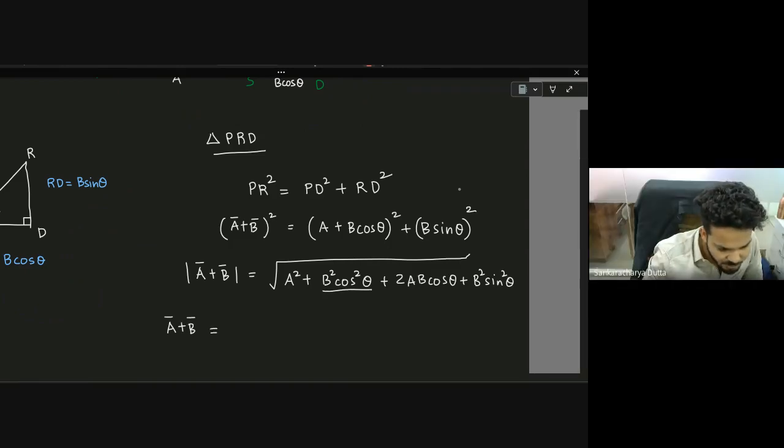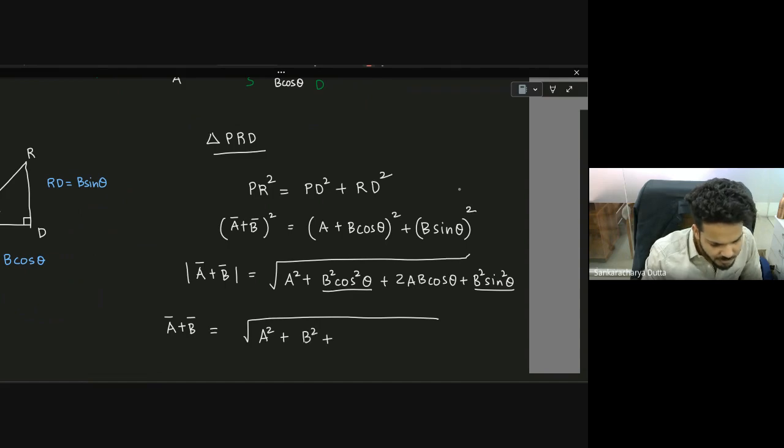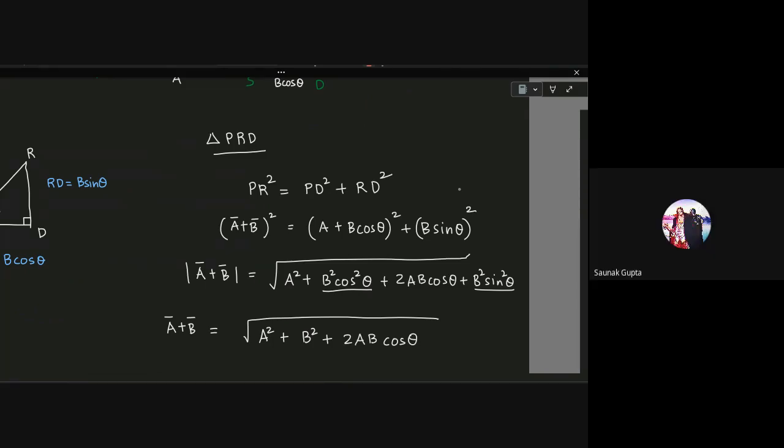If I take B square common from these two terms, I have sin square theta plus cos square theta, which is essentially 1. So that means this can also be written as what? A square plus B square plus 2 times of AB cos of theta, where theta is the angle between the two vectors.